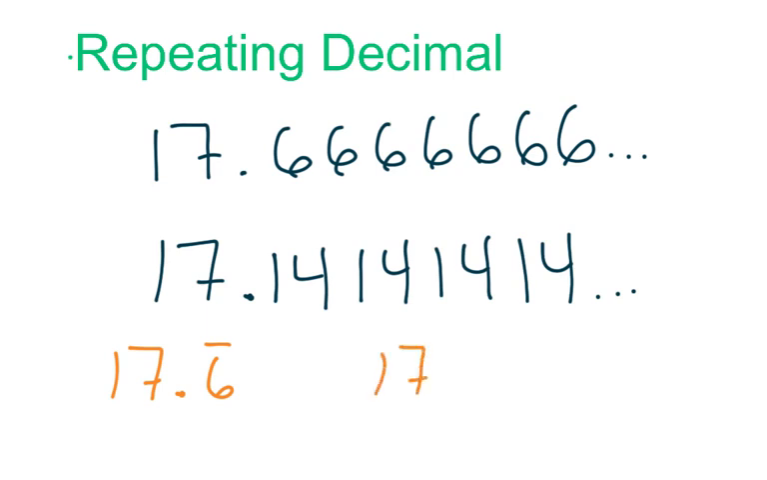Same with a pattern of repeating numbers. So instead of writing 1 4 1 4 1 4 1 4, I can put the bar over both the 1 and the 4, and that tells me that the answer is 17 and 14 14 14 14 14 14 forever and ever and ever. But you don't want to spend your time for the rest of eternity writing 14 14 14 14 14. So we use the repeating bar instead.